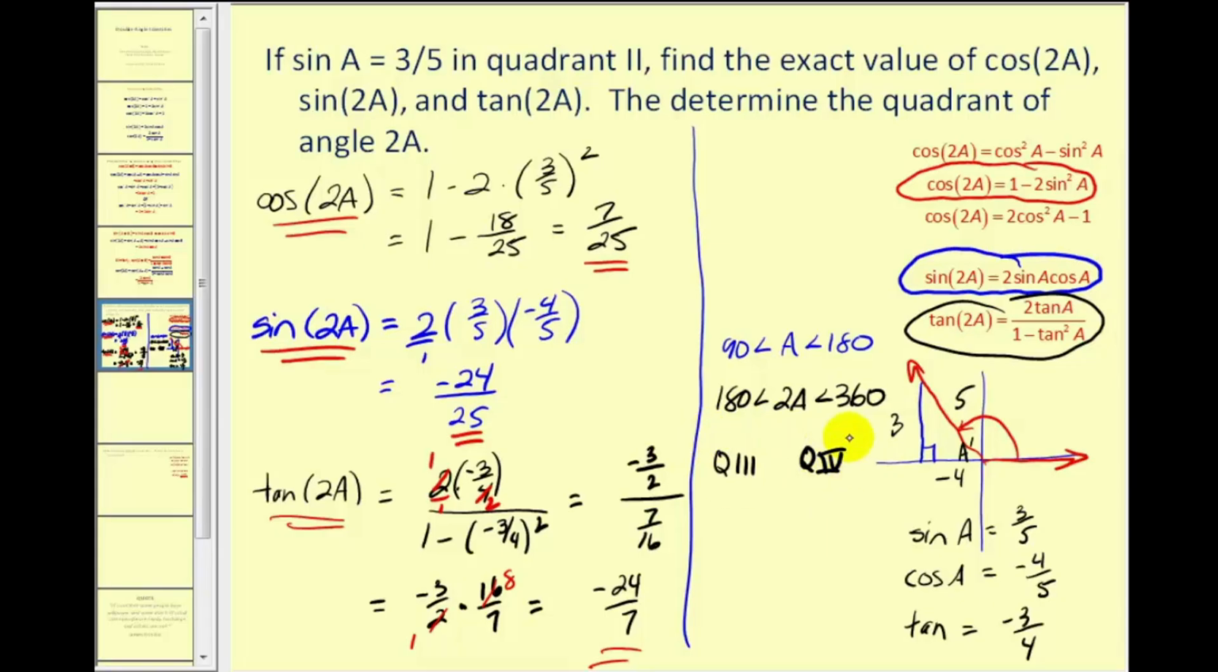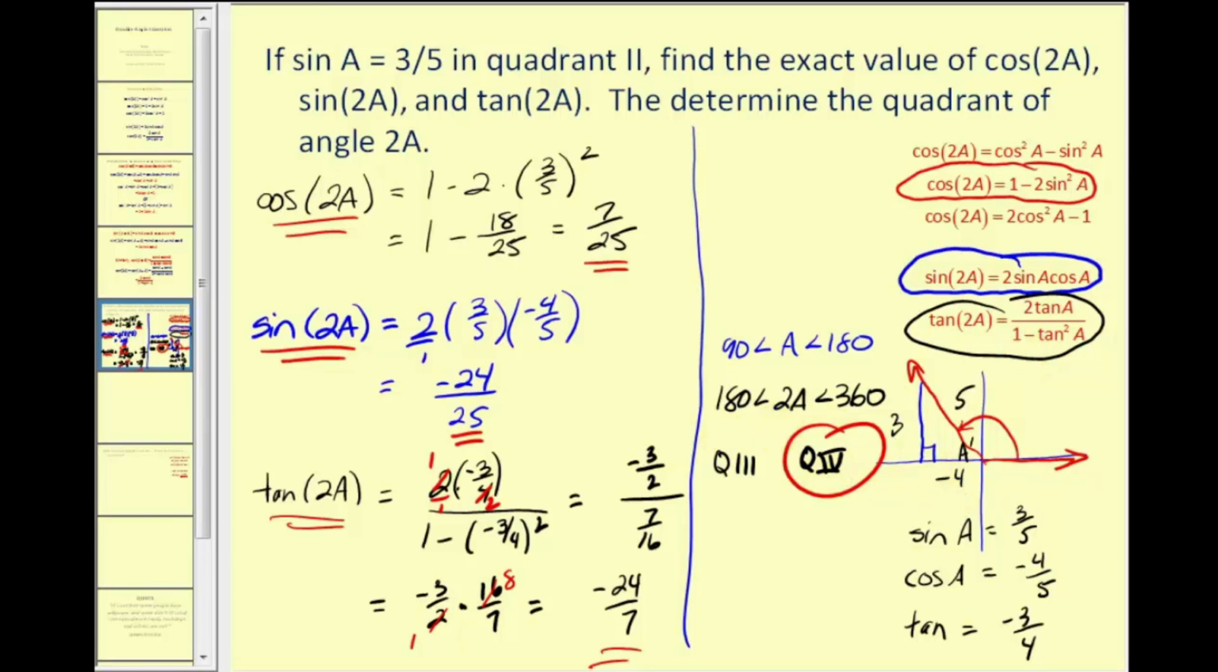To determine which quadrant it would be in, we can take a look at the signs of cosine 2A, sine 2A, and tangent 2A. Right away we know that the cosine of 2A is positive. If cosine 2A is positive, we have to be in the fourth quadrant because the x-coordinate has to be positive. Therefore, angle 2A must be in the fourth quadrant instead of the third quadrant.